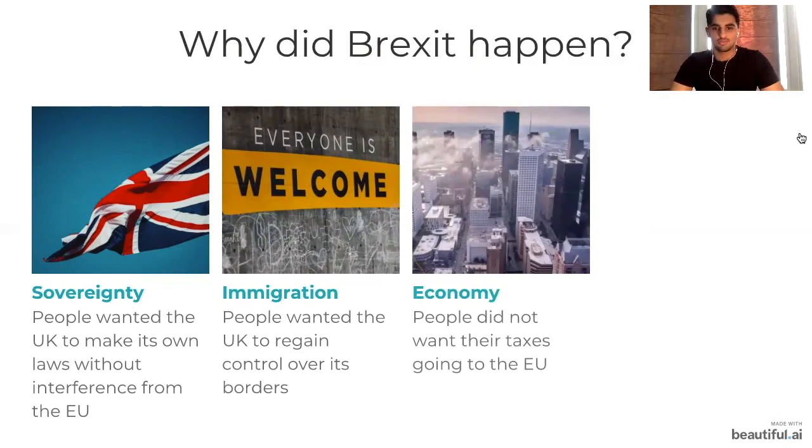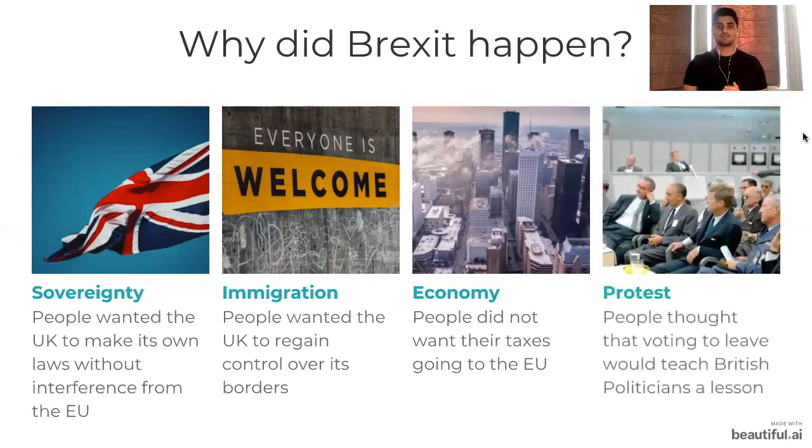The third reason was the economy. Essentially, people did not want their hard-earned money, their taxes, going to the EU, which links obviously to sovereignty and immigration. They don't want the EU to become bolstered, and so they don't want their money going there.